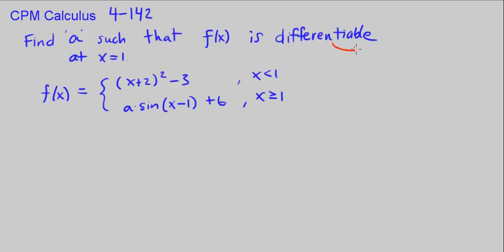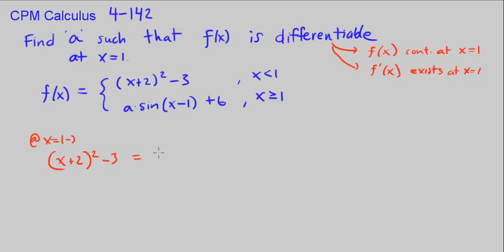So remember, differentiable would mean that f of x has to be continuous at x is equal to 1, right? And also, f prime of x exists at x is equal to 1. So first of all, continuous at x is equal to 1 means that when x is 1, both pieces are equal, right? So at x is equal to 1, (x plus 2) squared minus 3 equals a times sine of (x minus 1) plus 6, right? This is just the continuous part.